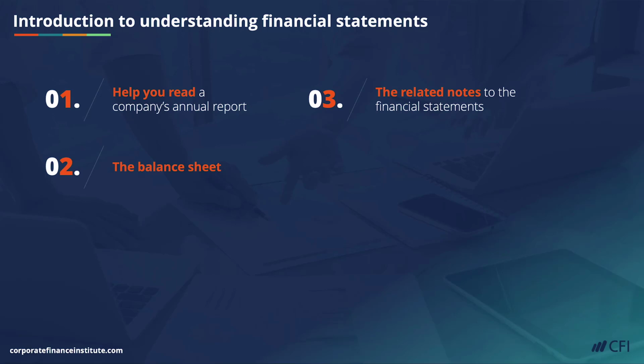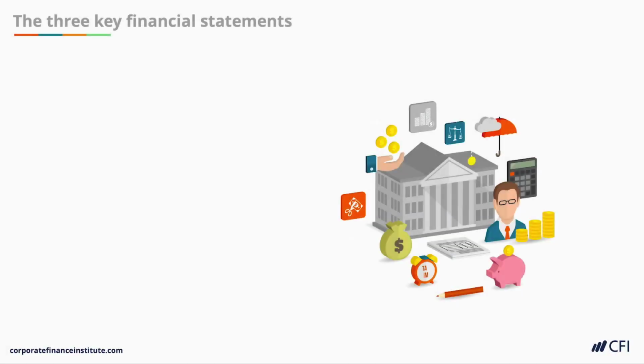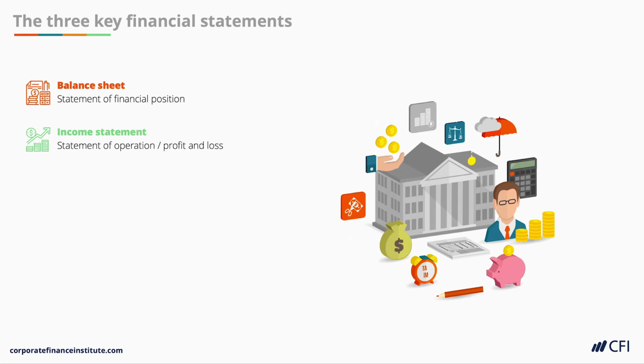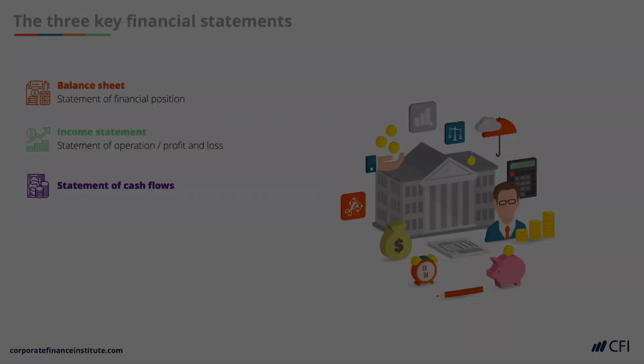Now, let's get started. Let's start with the general overview of the three key financial statements, namely the balance sheet, also known as the Statement of Financial Position, the income statement, also known as the Statement of Operations or the Profit and Loss Statement, and finally, the Statement of Cash Flows. Let's look at each of them individually as a refresher for what each is used for.